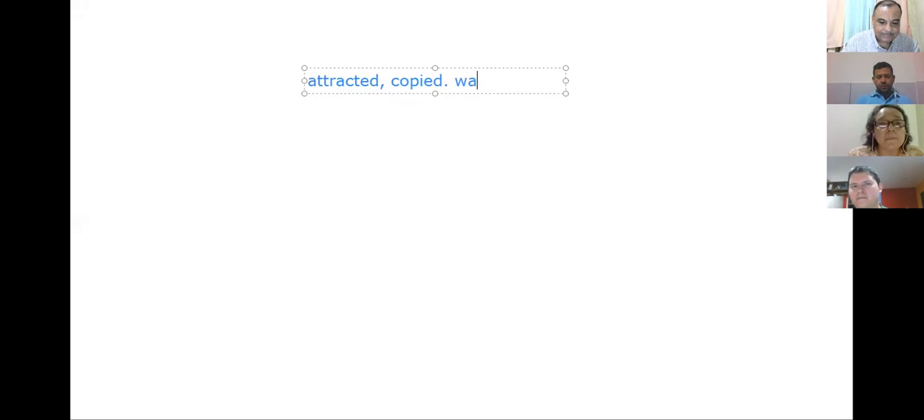For example, another one is want. It's a regular verb, so the past tense is formed only by adding ed. For regular verbs, but don't add ed to all verbs. So the past tense of attract is attracted. Okay, are we clear? Yes. Okay, very good.